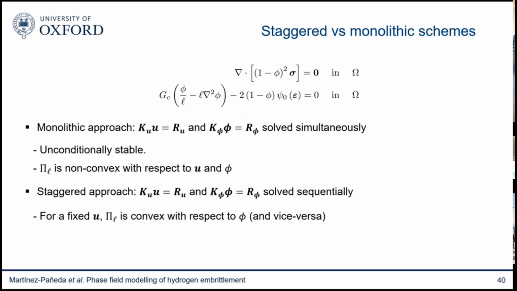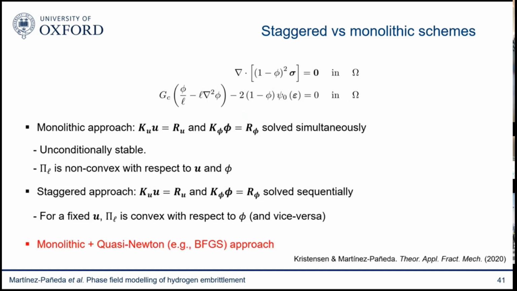What people have noticed in the phase field community is that you can use a staggered approach where you solve them sequentially. So first you solve this equation, you get a displacement solution, you calculate the strains, you go in here, you calculate the phase field, then you go here, and so on and so forth. So you solve one and then the other. And then what the applied mathematics community has shown is that for a fixed displacement field, the functional is convex with respect to the phase field and vice versa. So the method is very, very robust in that you get convergence.